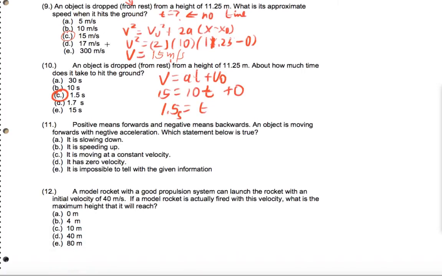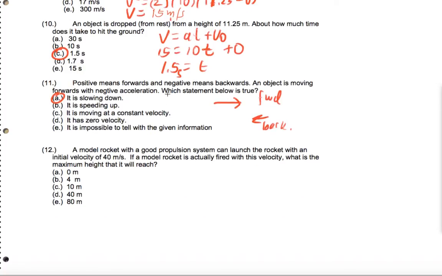All right, now positive means forward and negative means backwards. An object is moving forward with negative acceleration. We want to know which statement is true. So let's be clear. If we're moving forwards with negative acceleration, that means we're moving forwards this way. But since our acceleration is backwards, it must mean that we're slowing down since the acceleration is fighting the fact that we're trying to move forwards.